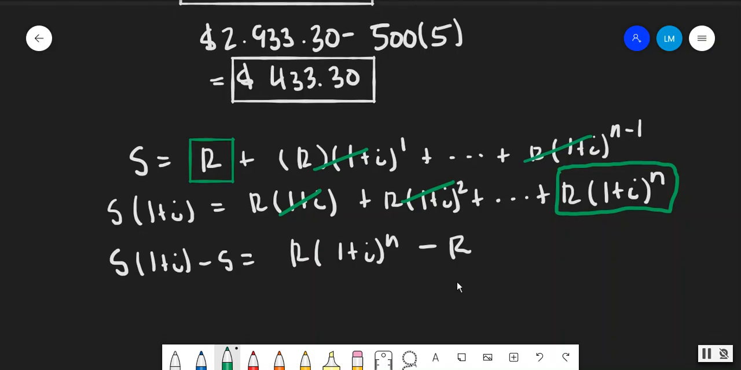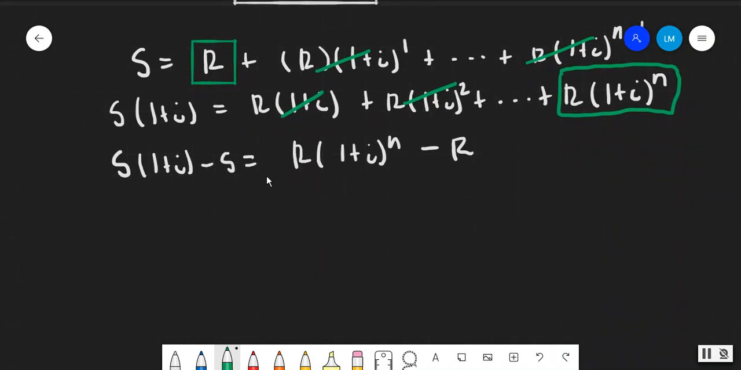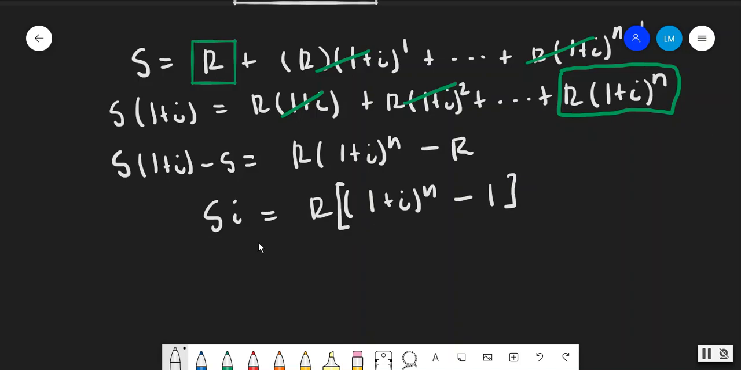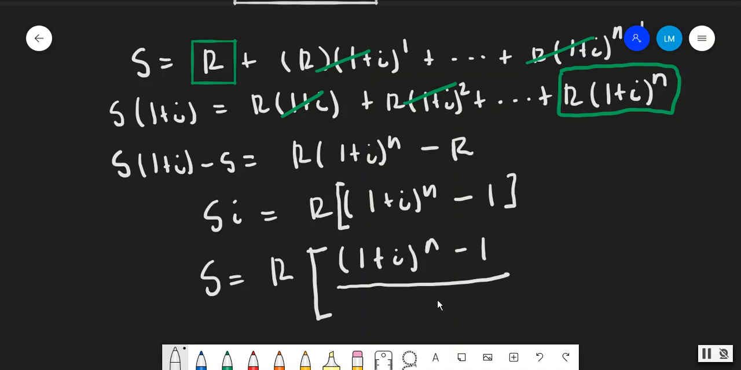Now, in this case, we end up with the formula becoming S times I equals R multiplied by 1 plus I to the N minus 1. And we'll just put a little bracket right there. But then now you have that S, which is the sum of your payments, is going to be R times, okay, this is where it looks a little weirder, 1 plus I to the N minus 1, all divided by I.